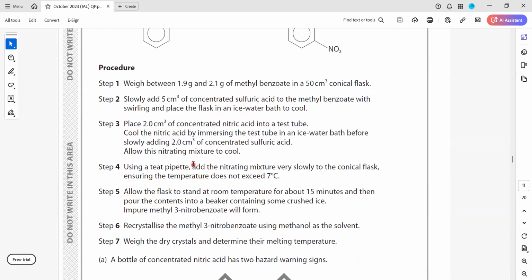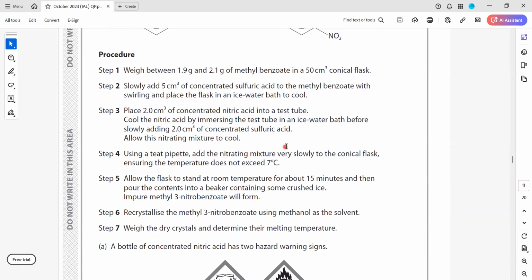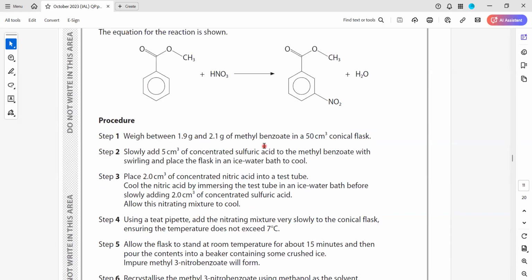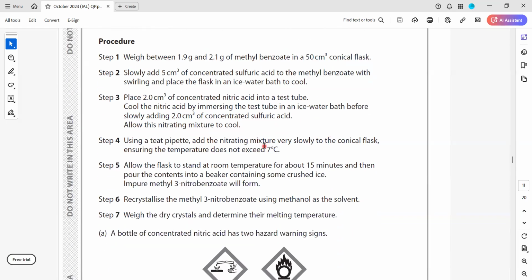Allow this nitration mixture to cool. Use a teat pipette to add the nitrating mixture very slowly into the conical flask, ensuring the temperature does not exceed 7 degrees. And allow the flask to stand at room temperature for about 15 minutes. Then pour the contents into a beaker containing some crushed ice and impure methyl 3-nitrobenzoate will form. Then recrystallize the methyl 3-nitrobenzoate using methanol as a solvent, weigh the dry crystals and determine the melting point.